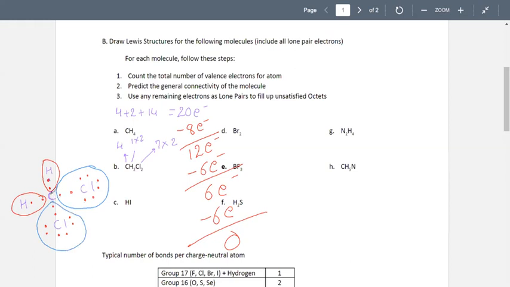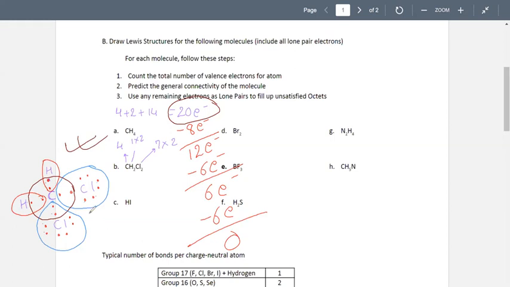This carbon has 1, 2, 3, 4, 5, 6, 7, 8. It's all complete. And then let's count whether the total number of electrons is 20 or not. 1, 2, 3, 4, 5, 6, 7, 8, 9, 10, 11, 12, 13, 14, 15, 16, 17, 18, 19, and 20. So our structure is correct.